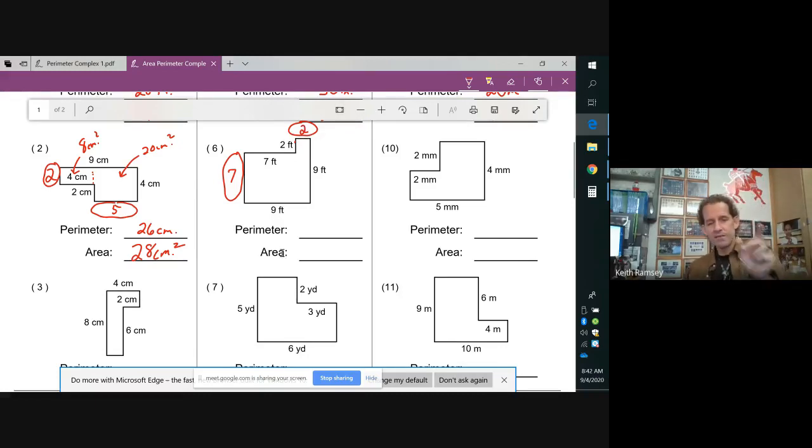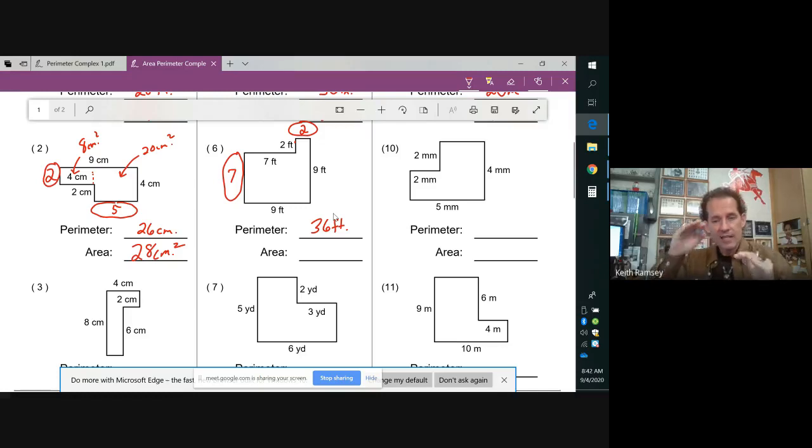Okay, now I can find the sum of all the sides for the perimeter. So I know that 2 plus 9 is 11, plus 9 is 20, plus 7 is 27, plus 7 is 34, plus 2 is 36 feet for the perimeter.